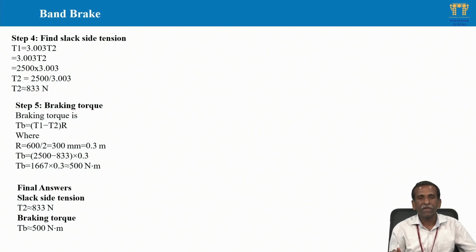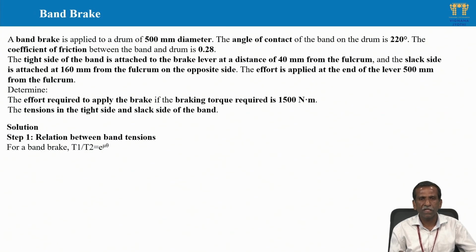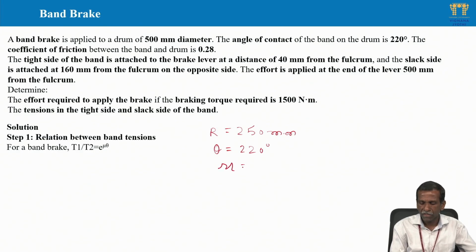Let us take one more, a more effective and lengthy problem. A band brake is applied to a drum of 500 mm diameter, so R is 250 mm. The angle of contact is 220 degrees, so theta is 220. The coefficient of friction between drum and band is 0.28, so mu is 0.28. The tight side of the band is attached to the brake lever at a distance of 40 from the fulcrum.